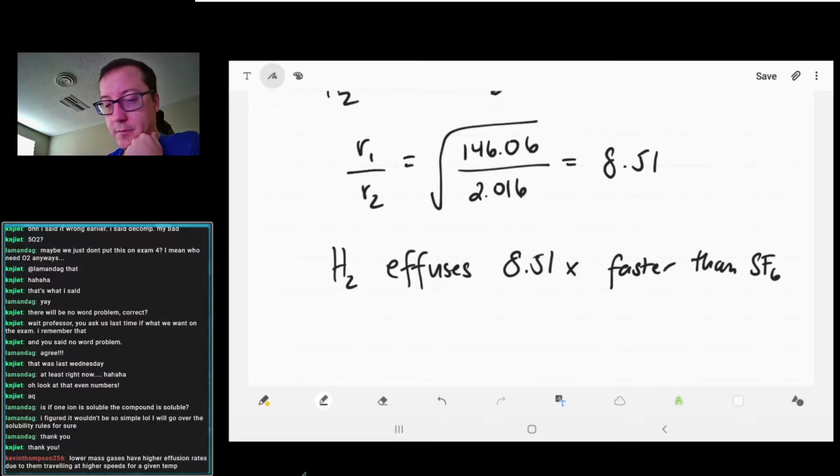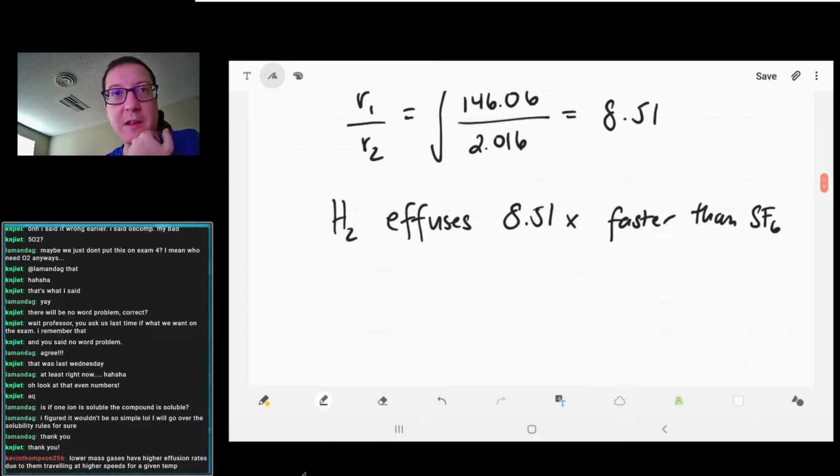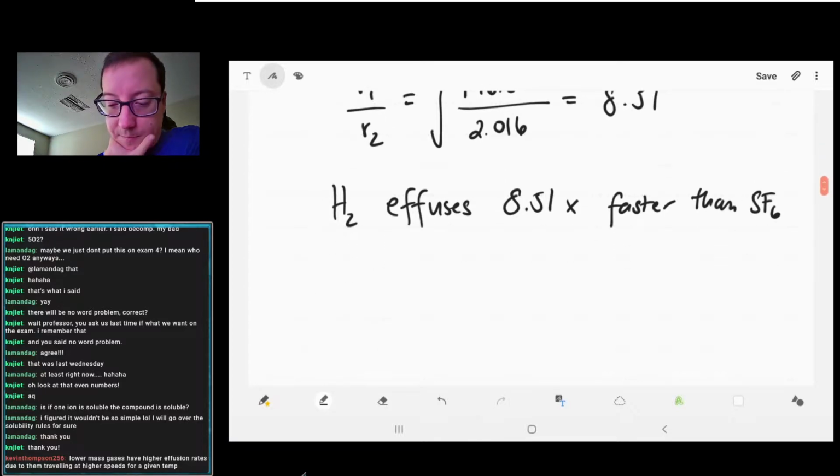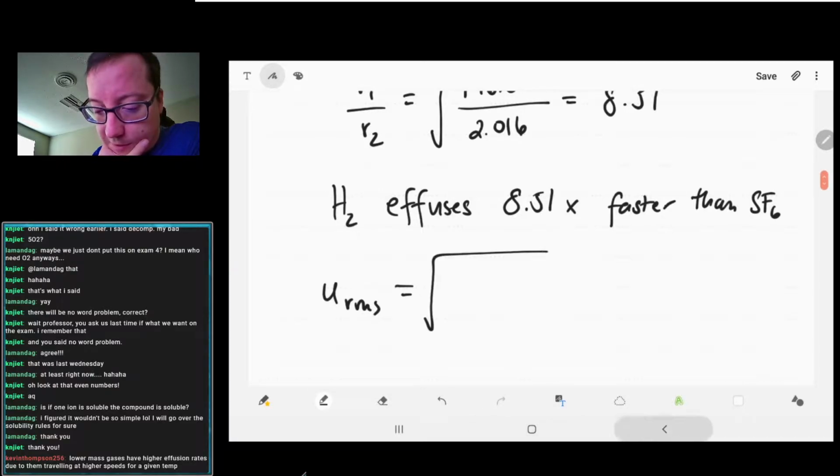Alrighty. Cool. Nothing really new there, so no need to really do more examples of that. It's really the same thing as before. So just one more thing to remember. So we saw that the root mean square speed was 3RT over M.